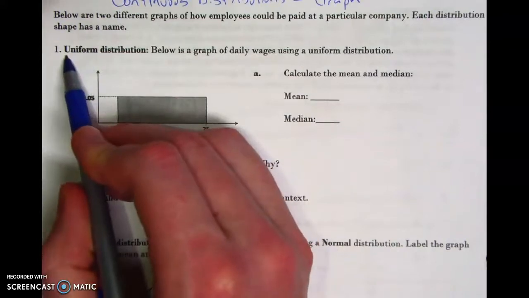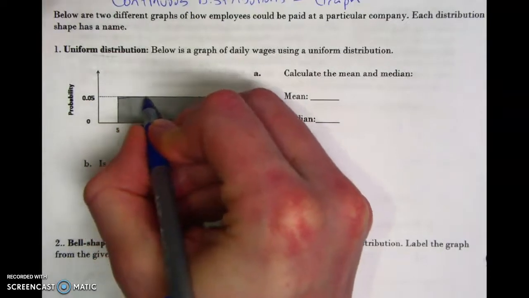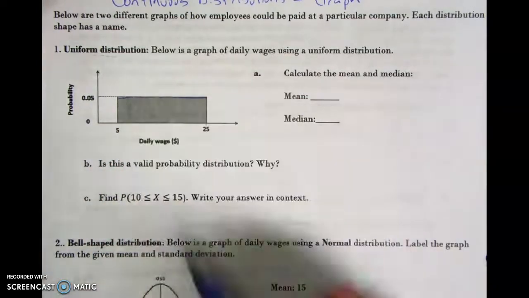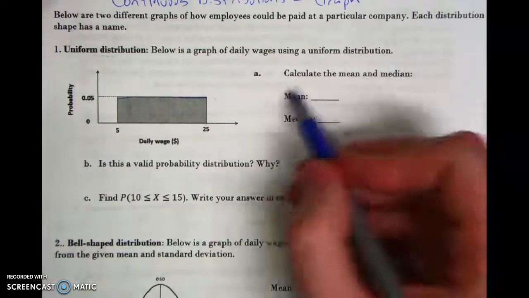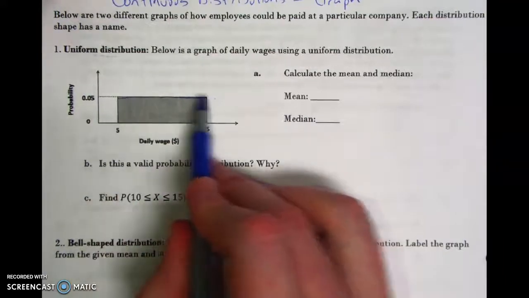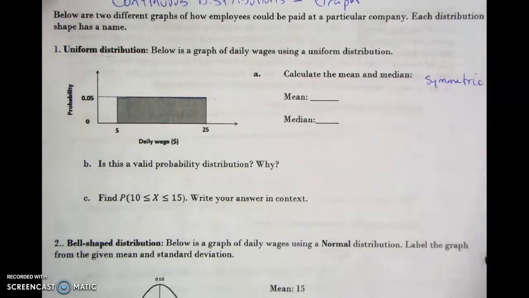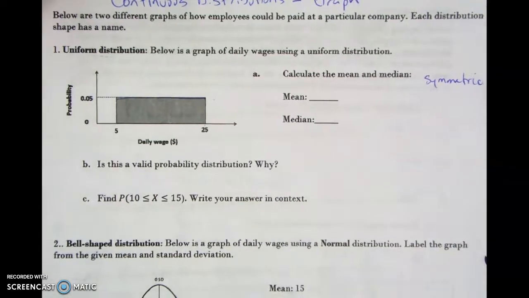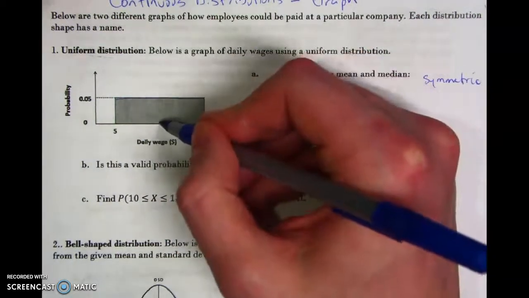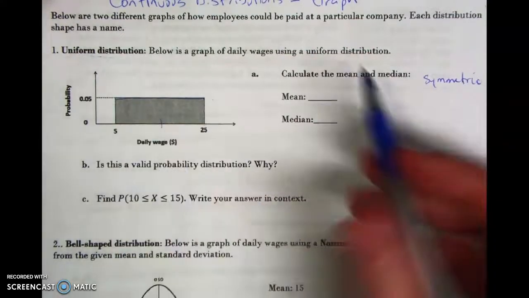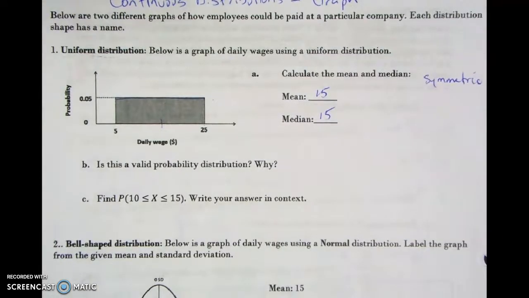So first, uniform. The idea of uniform is everything is the same. In a uniform probability, all the probabilities are the same. And so we get something that's straight across. So there's our first distribution. If we look first at mean and median, we notice that this, while it's straight across, is also symmetric. So our mean and median are going to be directly in the middle here. And so we find what's directly in the middle of this, 5 and 25. Our mean and median are both going to be at 15 because we have a symmetric distribution.